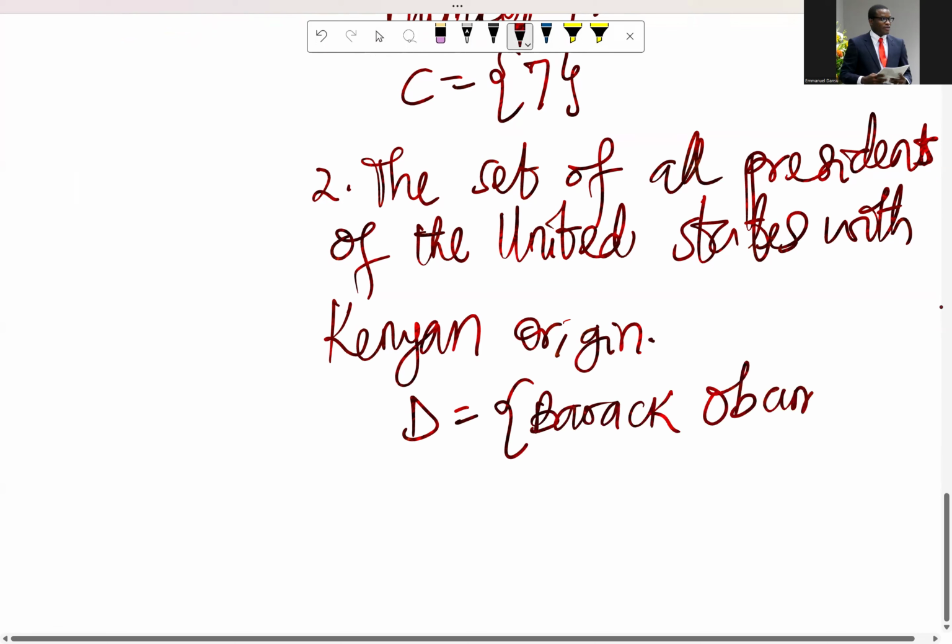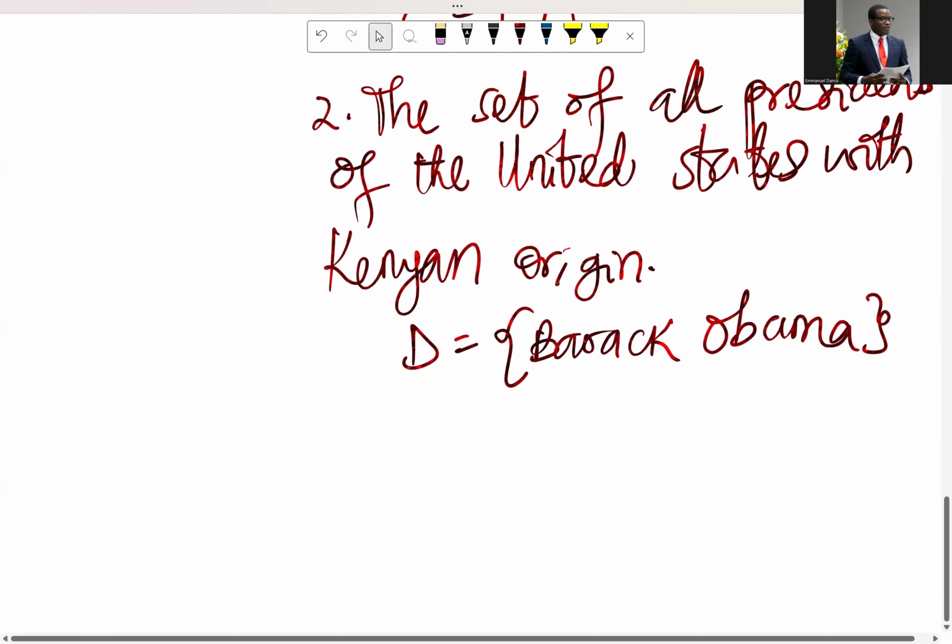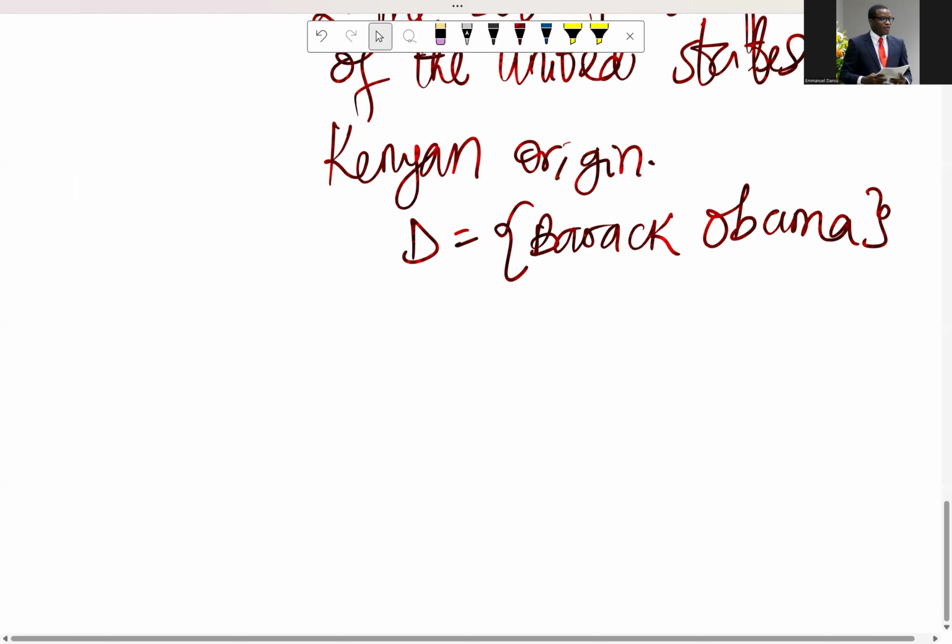Obama. That's the only president of the United States of Kenyan origin. So we can say that this D is actually a singleton. You can think of so many possibilities like that. So that's about singleton sets. Now let's move on to the next one.